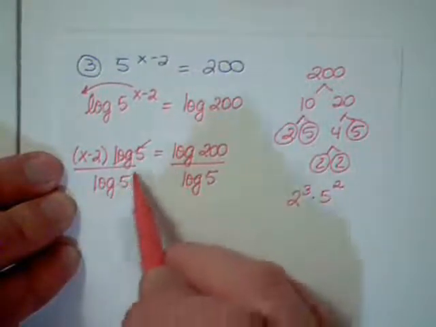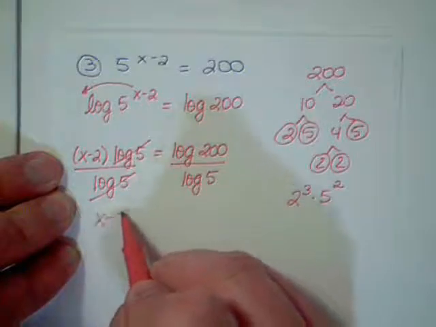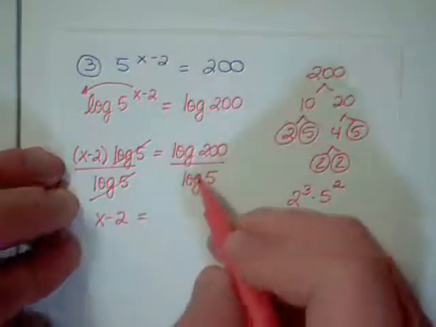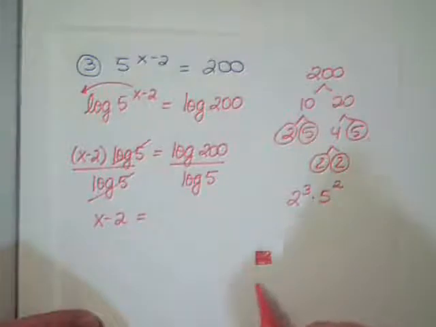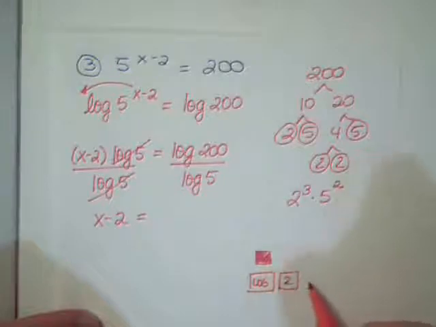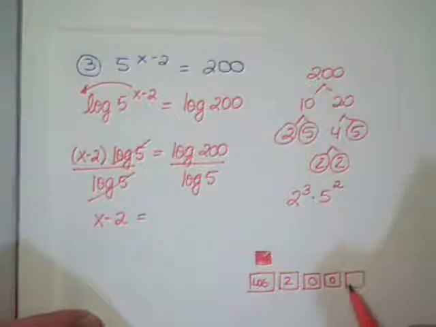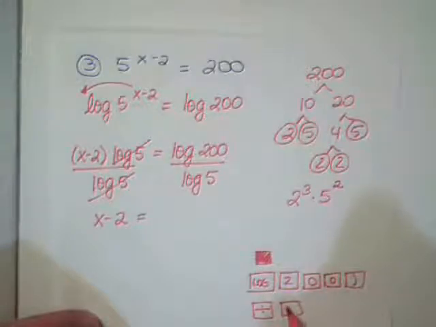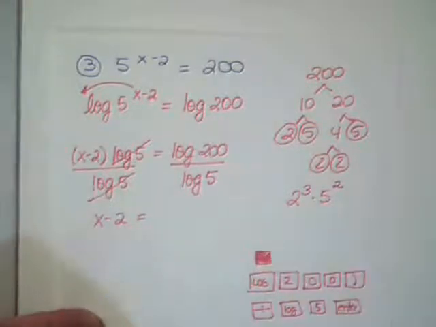What happens here is these logs cancel. I'm left with x minus 2. And over here, I'm going to take a calculator and press log 200, close parentheses, divided by log 5, enter.